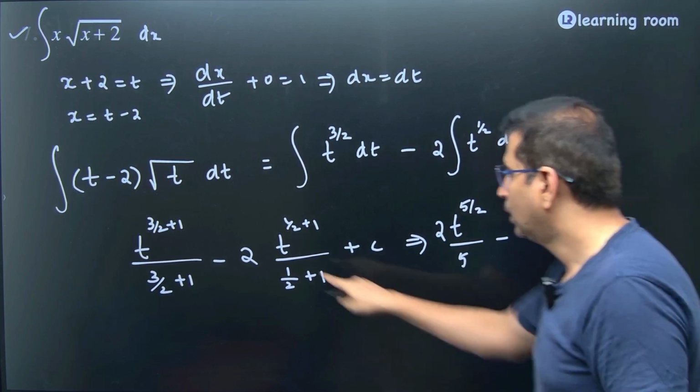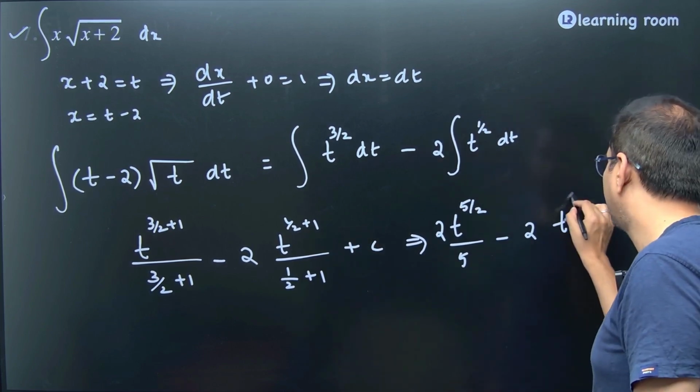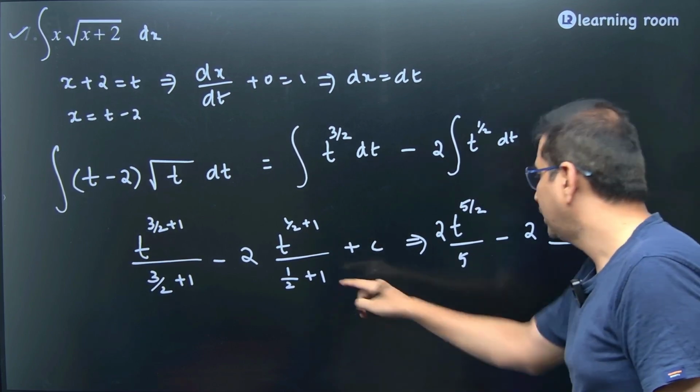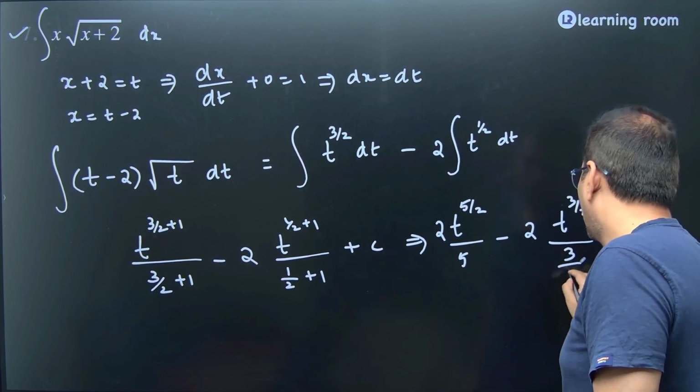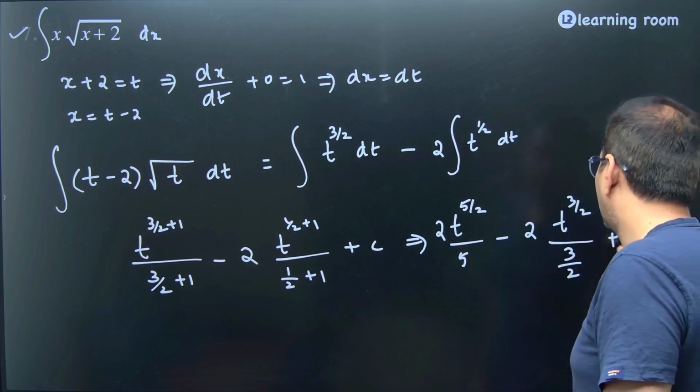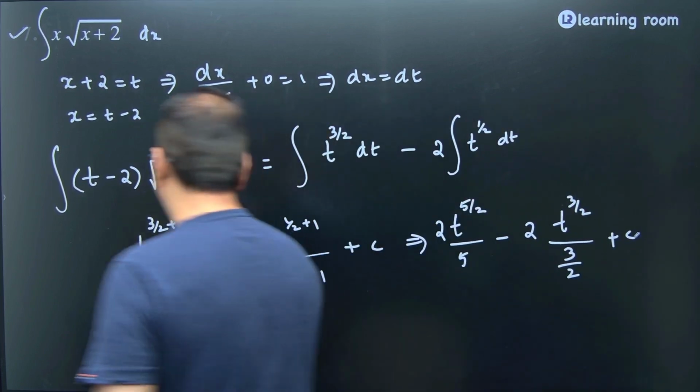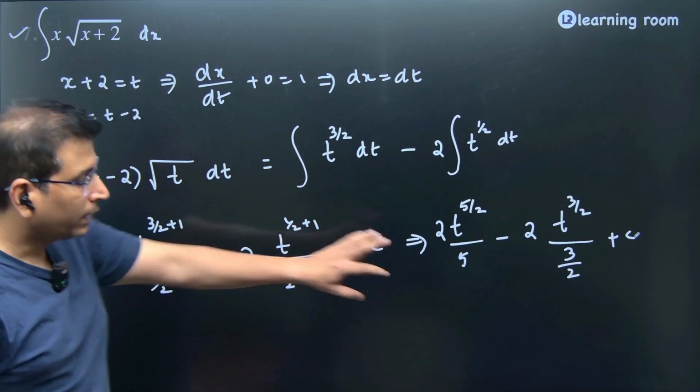Minus 2 into, here you will have t power 3 by 2 divided by 3 by 2. Again, the 2 will go to the numerator. So 2 will get multiplied with this 2, and you will get 4. Right. So have that 4 in mind.